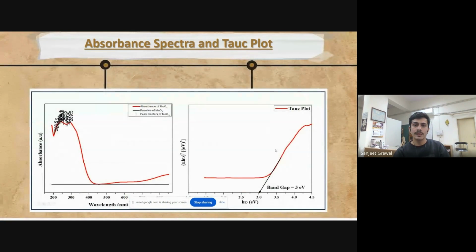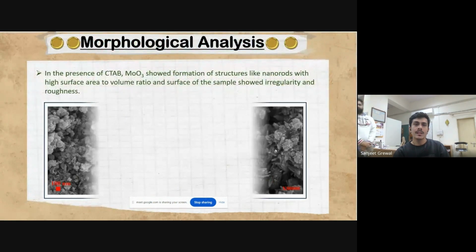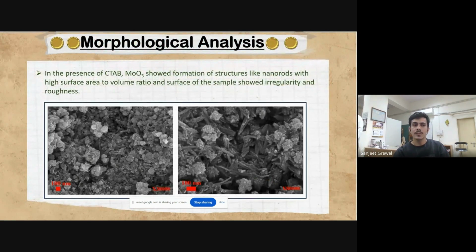Here is the absorption spectra in the top plot. Here we can see that the absorption is mainly in the UV region for the sample, and the top plot provides us the value of the band gap. In the morphological analysis, it shows that in the presence of CTAB, MoO3 showed formation of structures like nanorods with a high surface area to volume ratio, and the surface of the sample showed irregularity and roughness also.